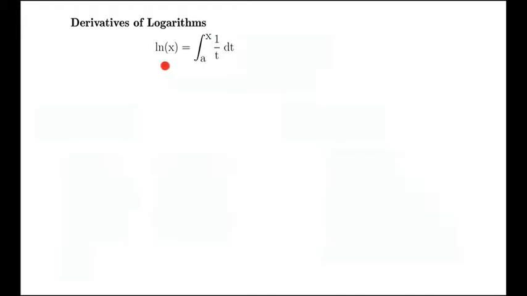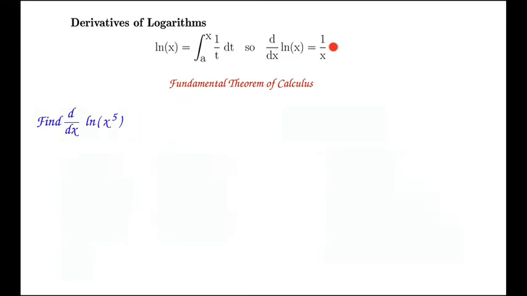And we use this fact in the fundamental theorem of calculus to say that the derivative of ln of x is simply 1 over x. And we will use this fact to evaluate the derivatives of the functions of the two examples. In the first example, we're given the function ln of x to the fifth and asked to write down its derivative. There are two possible methods we can use to solve this problem.